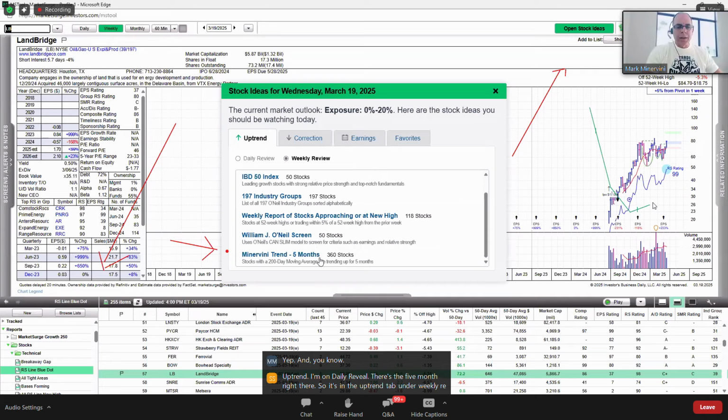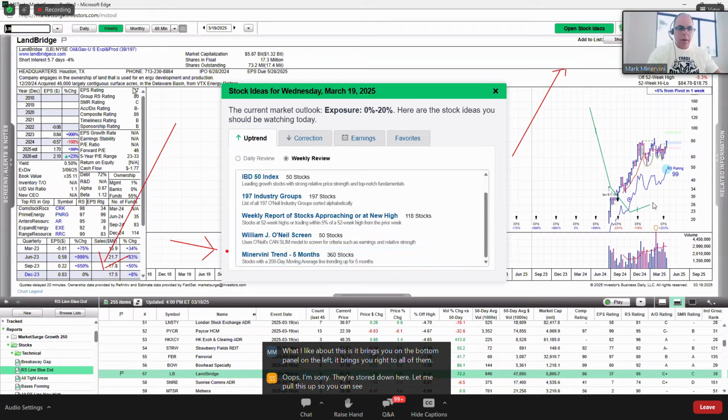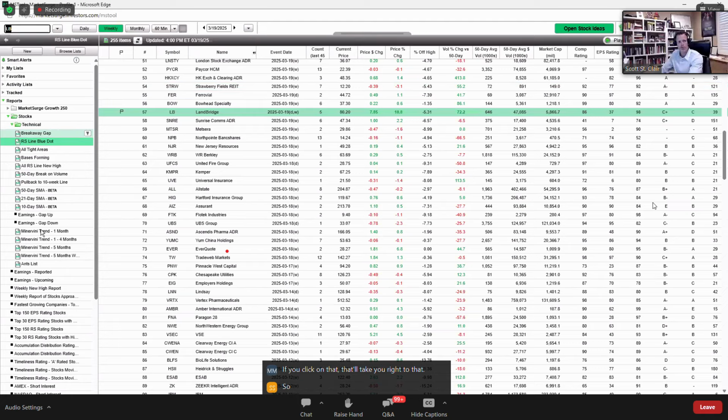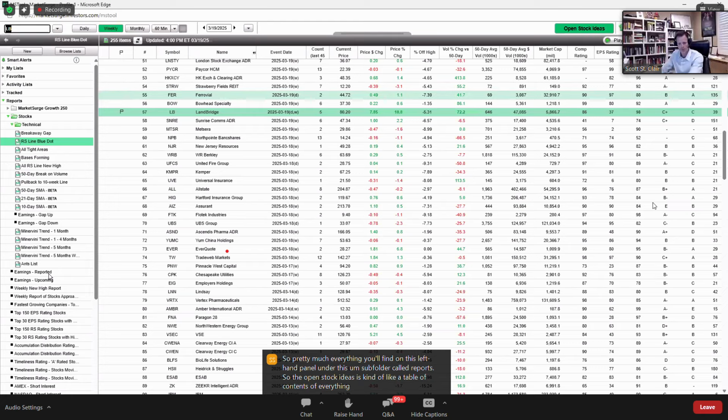What I like about the 5-month one is it brings you, on the bottom panel on the left, right to all of them. Oops, I'm sorry, they're stored down here. Let me pull this up so you can see. Let me click on this, close that, and that'll take you right to that. Pretty much everything you'll find on this left-hand panel under this subfolder called reports. The open stock ideas is kind of like a table of contents of everything that's down here below.